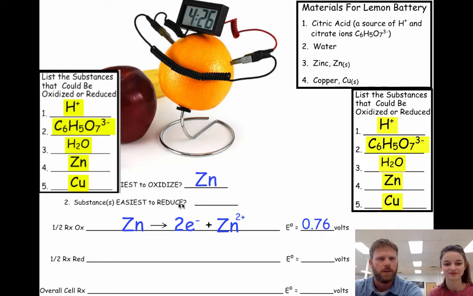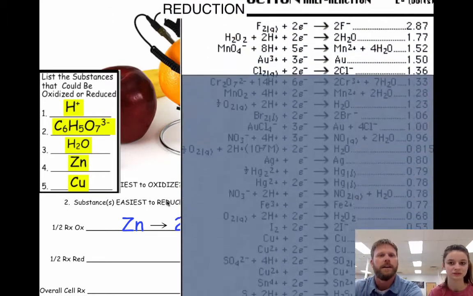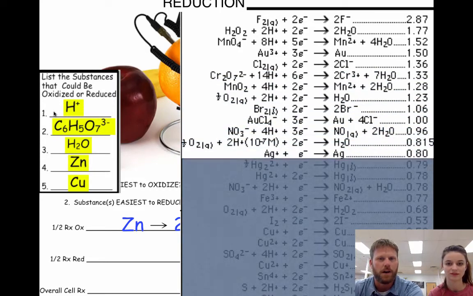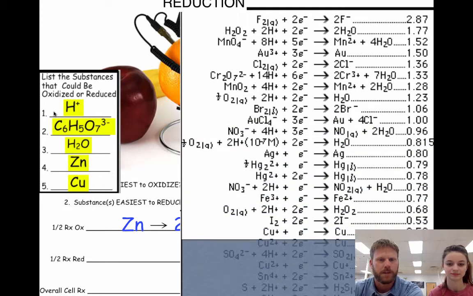So how do we find the substance easiest to reduce? Redox table again, just look for the first one. Okay, reduction half reactions. This time we'll be looking for one of these substances, probably. Yeah. All right, water, yeah. So let's scan along here, see if you see anything.